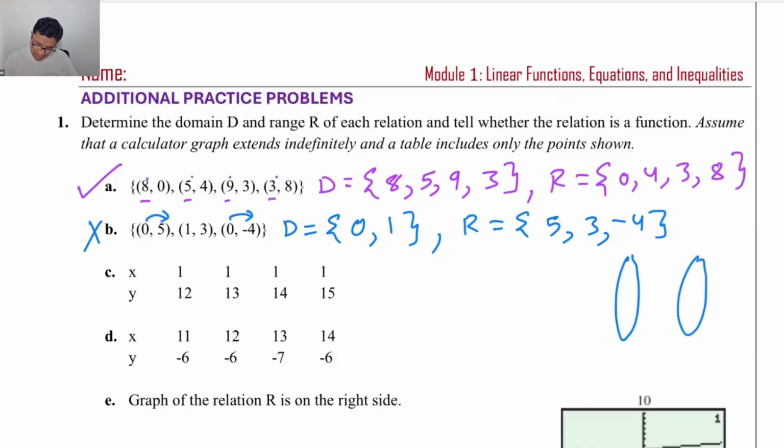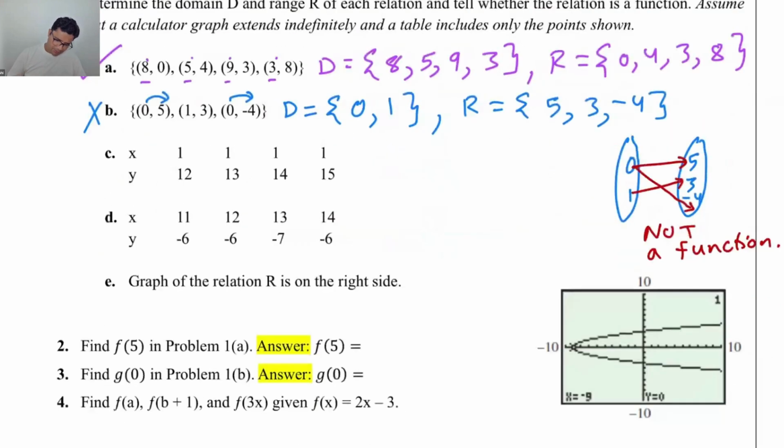Going back to what I was talking to you about, the mapping diagram earlier, let me illustrate that now. You have 0 and 1 in the domain, 5, 3 and -4 in the range. And what is our function doing? It's mapping 0 to 5, 1 to 3, again 0 to -4. When that happens, that same domain element is mapped to two different outputs. It's not a function. Okay. Moving on.